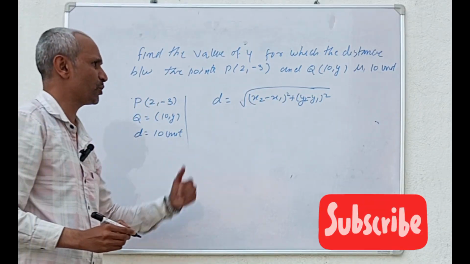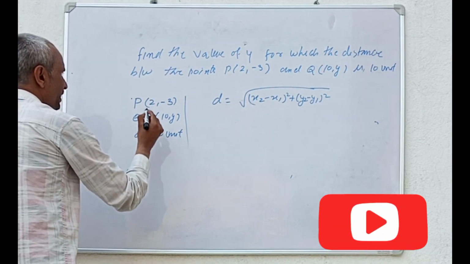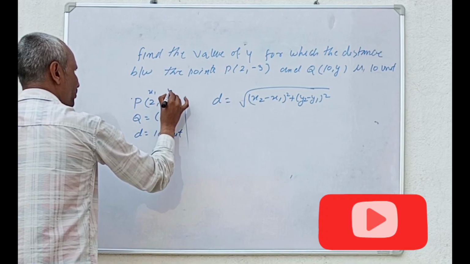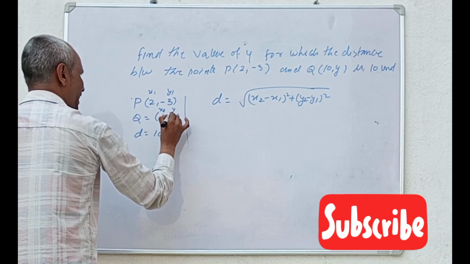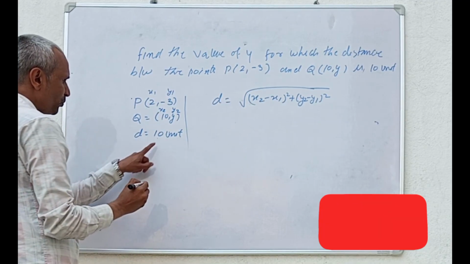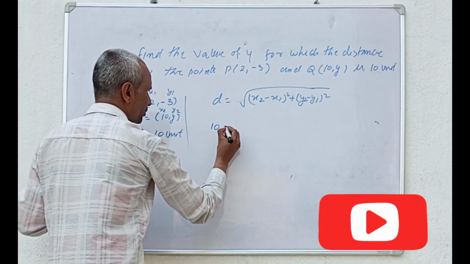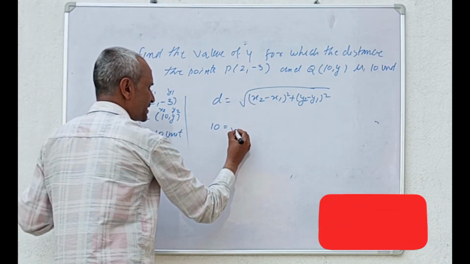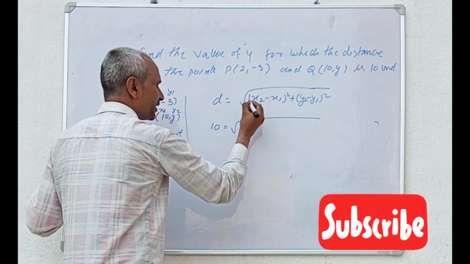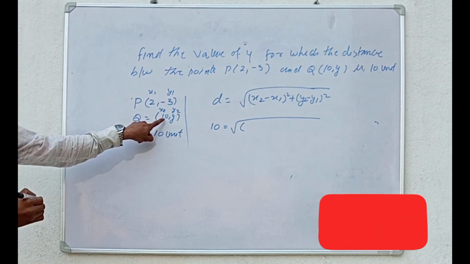If you don't know, then the formula you can remember now. Here we can write this is x1, y1, this is x2, y2, and this is the D. So we can write here D is equal to root of (x2 minus x1) whole square plus (y2 minus y1) whole square. The x2 value here becomes 10.